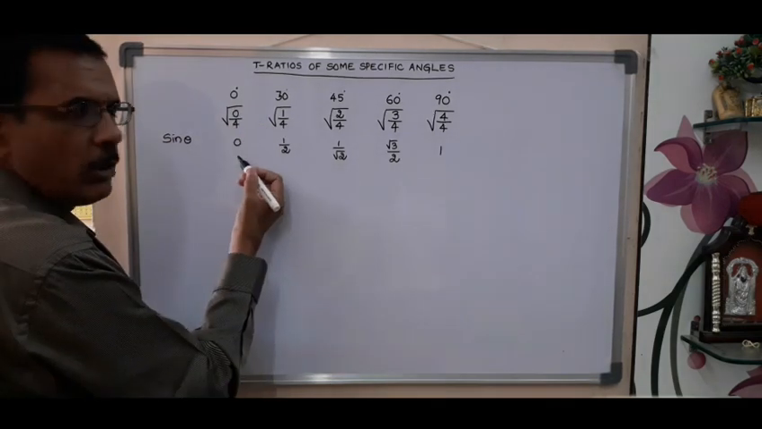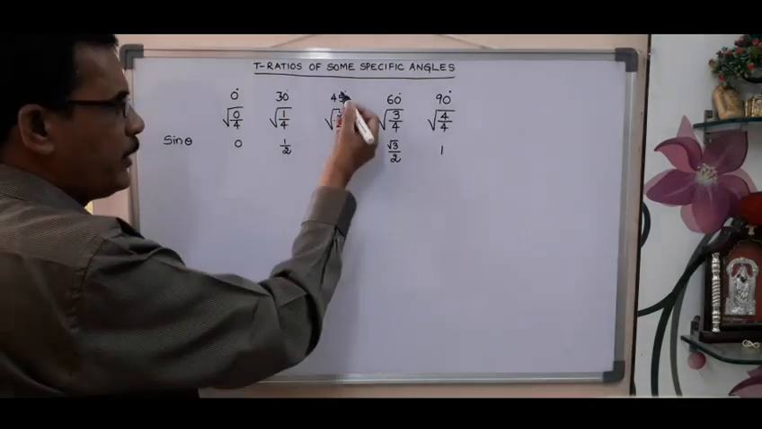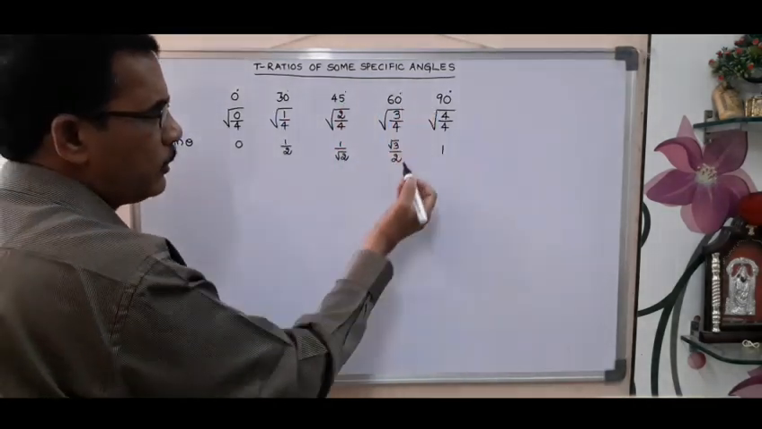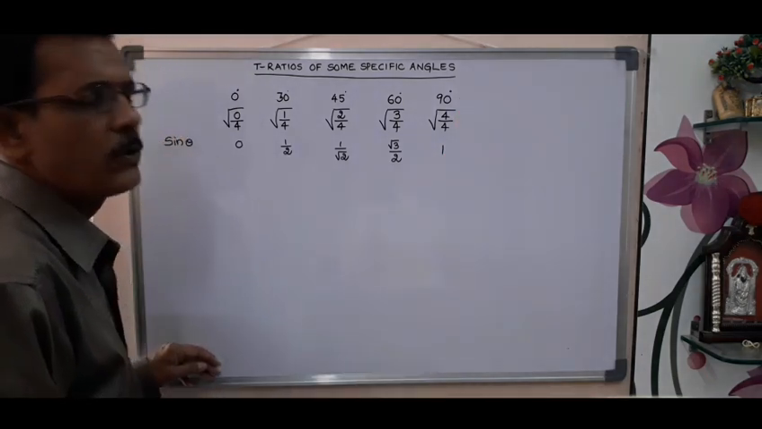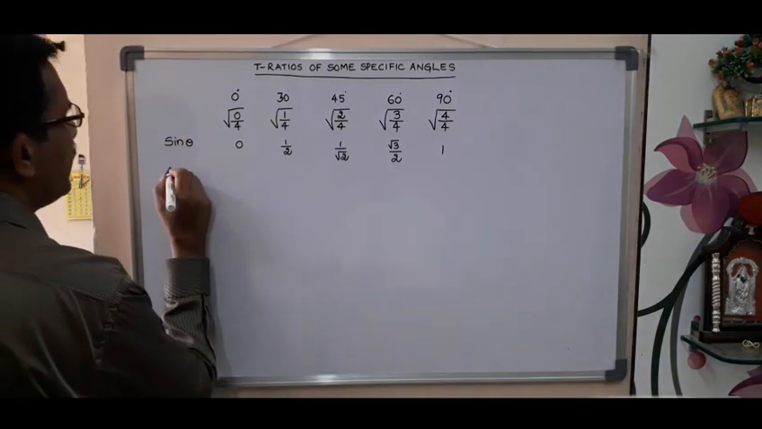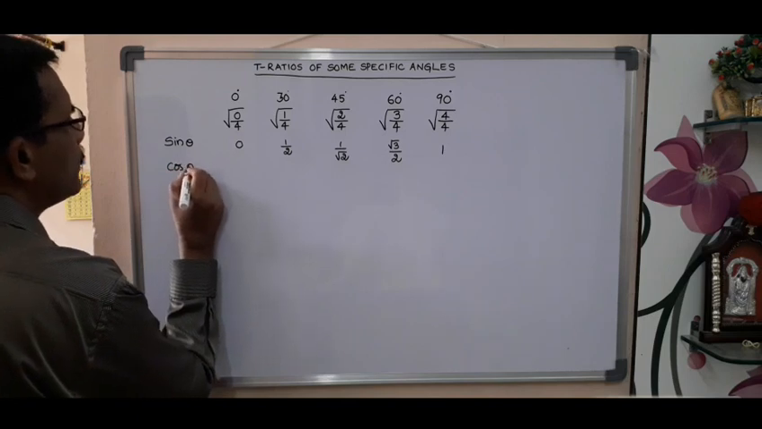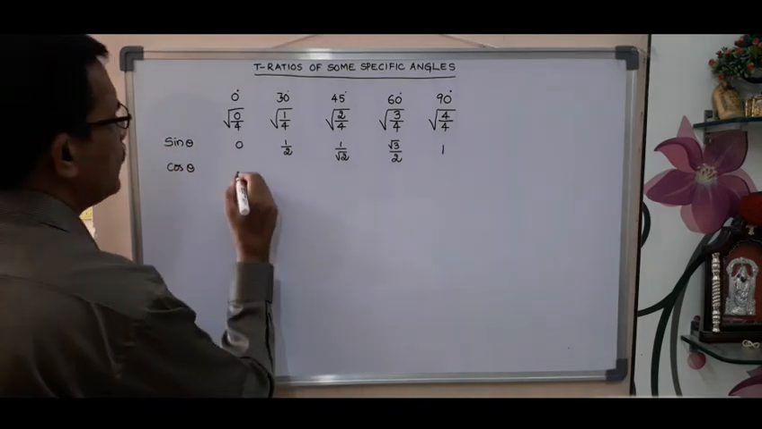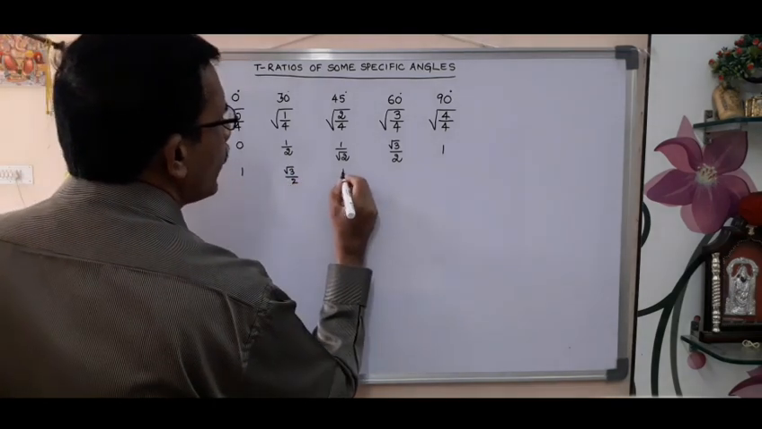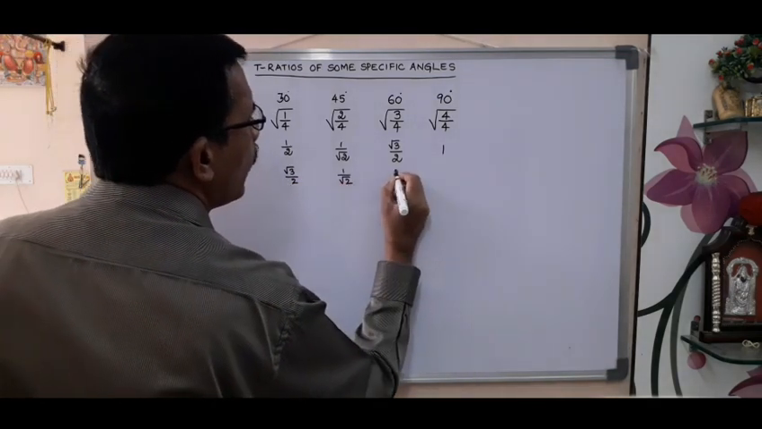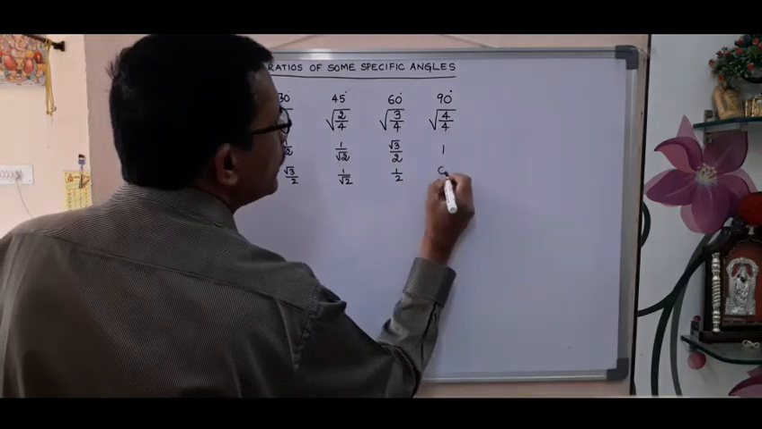Sin 0 degrees is equal to 0, sin 30 degrees is equal to 1 by 2, sin 45 degrees is equal to 1 by root 2, sin 60 degrees is equal to root 3 by 2 and sin 90 degrees is equal to 1. If we write it in reverse order, we get cos theta values: 1, root 3 by 2, 1 by root 2, 1 by 2 and 0.